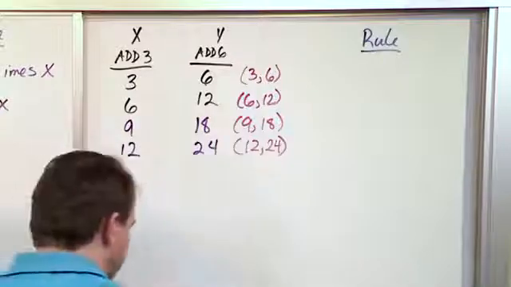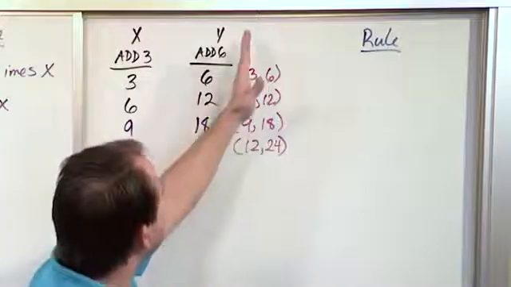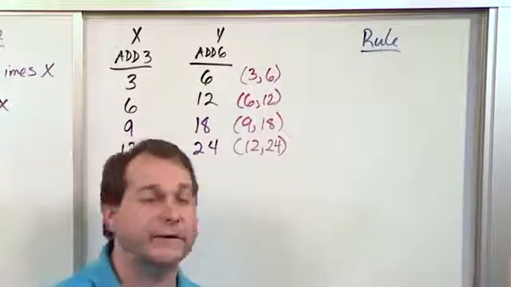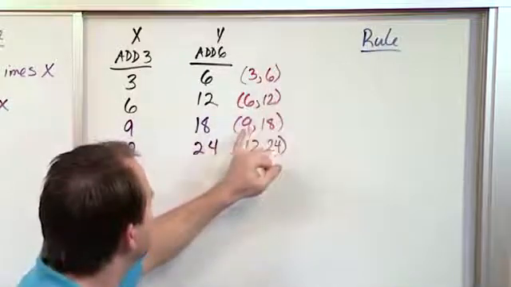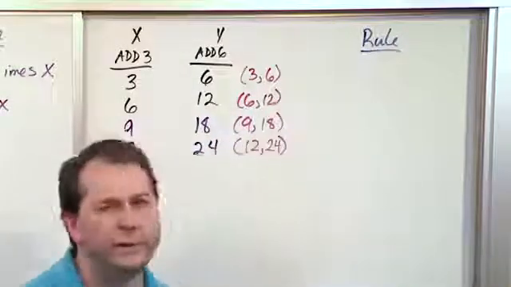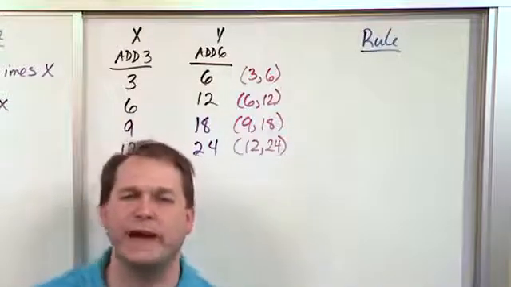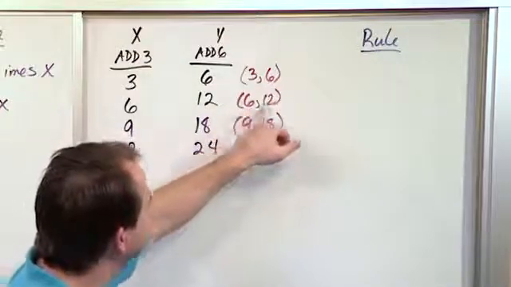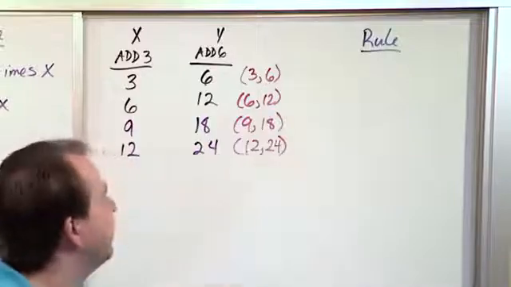So 12 and 24. So now what we're trying to do is find a rule to represent how the first column is going to be related to whatever's in the second column. Let's see if we can figure that out. 3 and 6, 6 and 12, 9 and 18, and 12 and 24. As you say those numbers, you should be thinking about your multiplication tables. How are they related? Well, 3 times 2 is 6, 6 times 2 is 12, 9 times 2 is 18, 12 times 2 is 24.